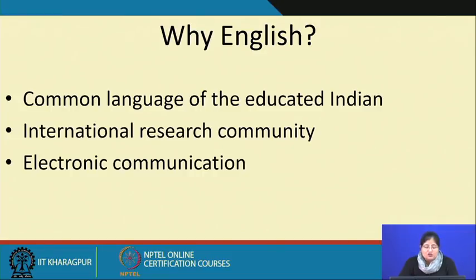Now, English is also the language of the international research community. It is a common language of the international research community, and that is why knowing how to write your research in English is very important. It is also one of the most common languages of electronic communication, which in turn is our window to whatever is happening in the rest of the world. So that is why we need to learn English.